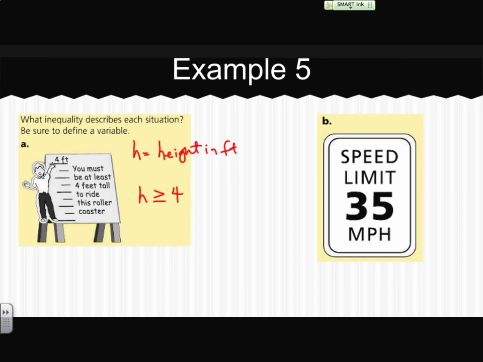Okay, on the next one, on B, this says the speed limit is 35 miles per hour. So we can say S will be our speed, so S equals speed in miles per hour. On this one, I know I'm talking about my speed. I know I'm going to have the number 35. Can you drive faster than 35 miles per hour without getting a speeding ticket? Well, no. So that means that our speed has to be less than. Would I get a speeding ticket if I'm driving 35? No. So it could also equal 35.